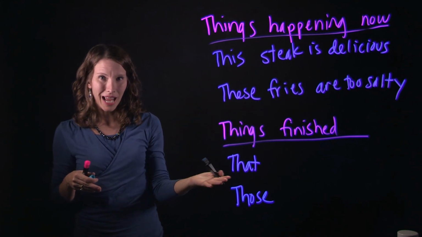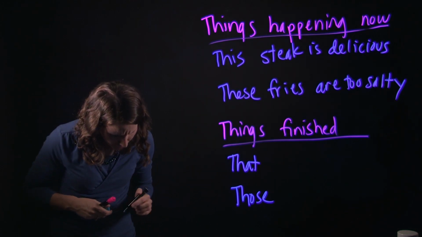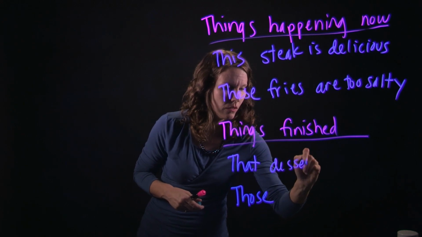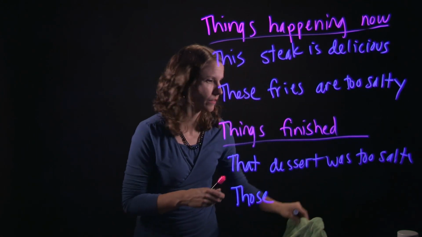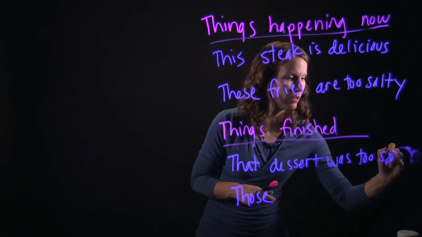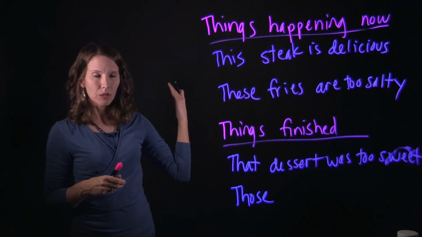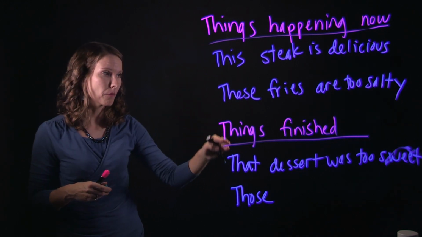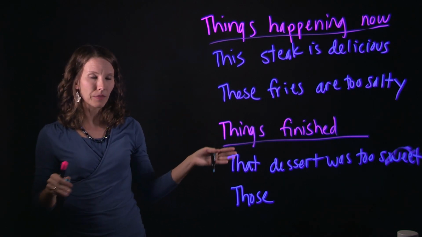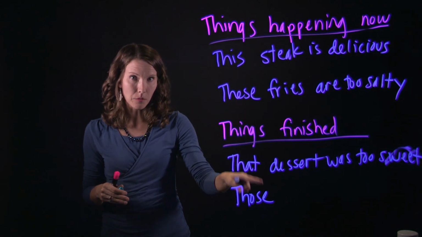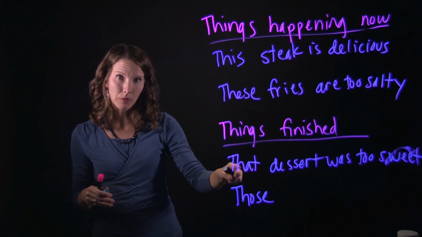But if I'm referring to something that happened in the past that's far away from me, that's when I would use that or those. So for example, if I already finished dessert, I wouldn't say this dessert is salty, that would be terrible. If I've already finished eating dessert in the past, I'm not eating it right now, it happened in the past, I would say that dessert was too sweet. So I'm referring to dessert that I've already finished eating, that happened in the past. And same is true with those. If I'm referring to something plural that happened in the past, that's when I would use those.